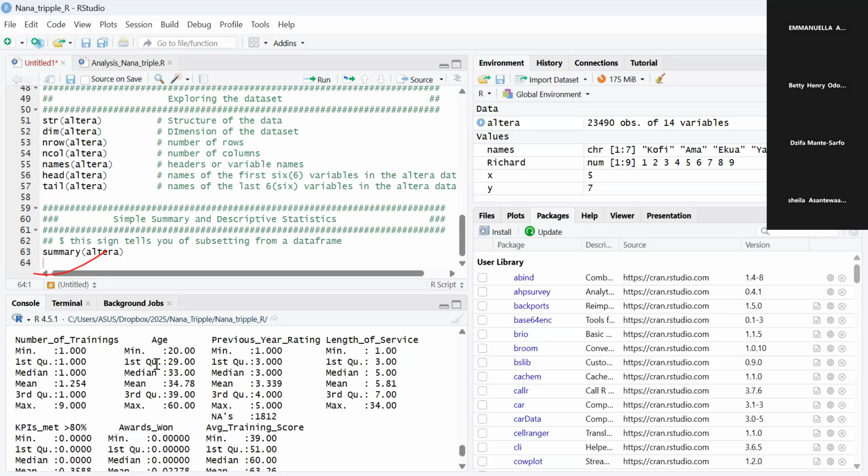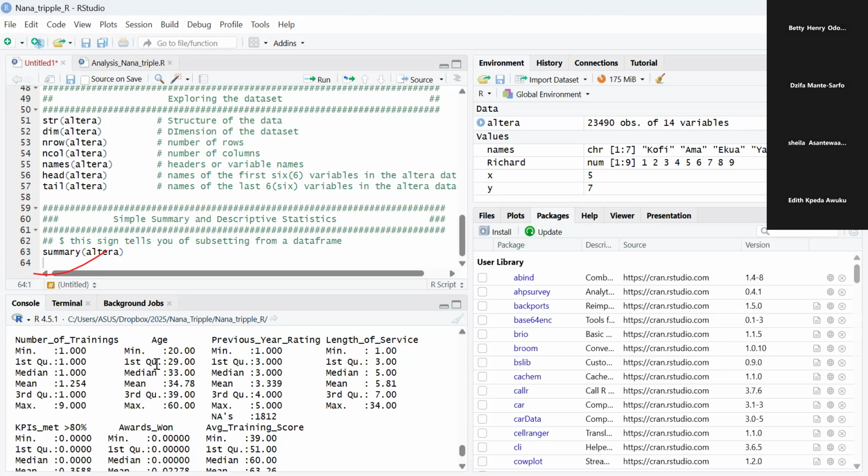What about the length of service? For the length of service, the minimum is 1 year, maximum is 34 years. Okay, good. So your guess is as good as mine. You can do it for the whole data set, and it helps solve all that we are looking for. You can also do it for an individual and specific variable.